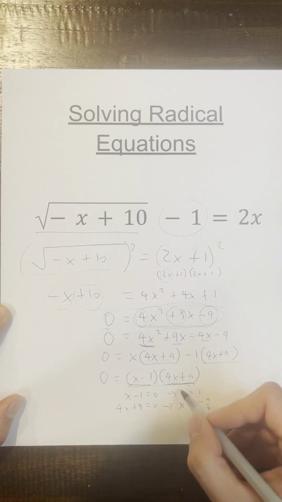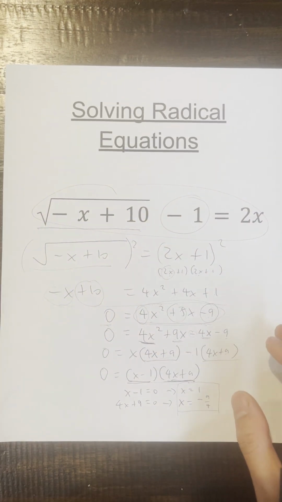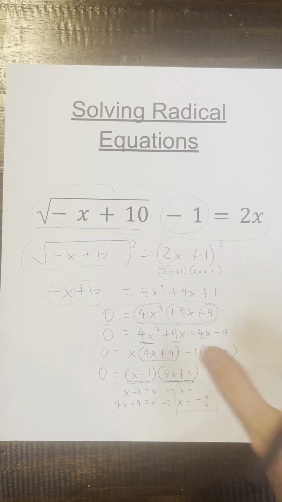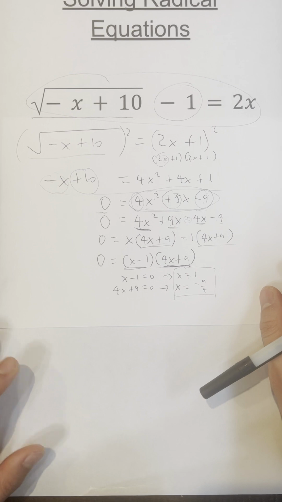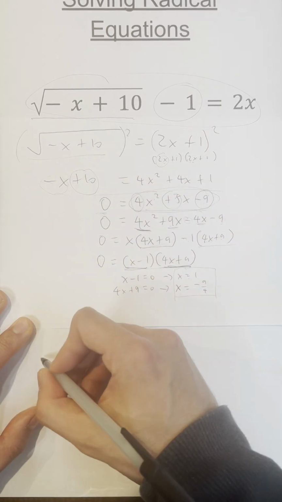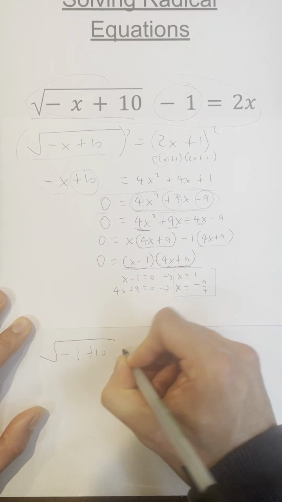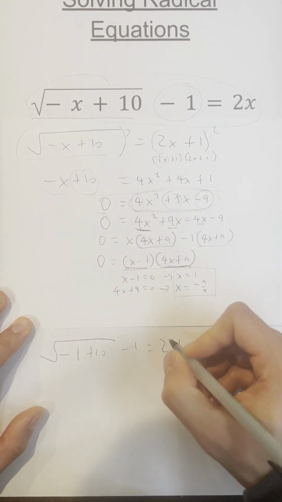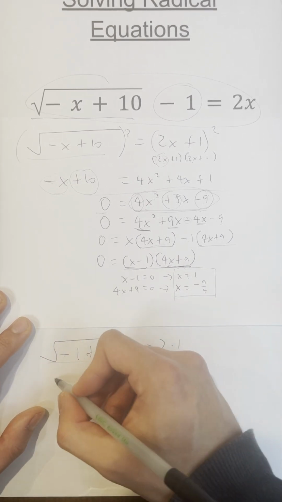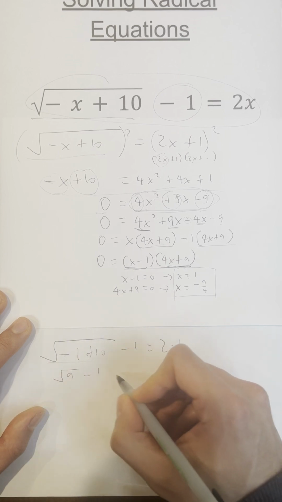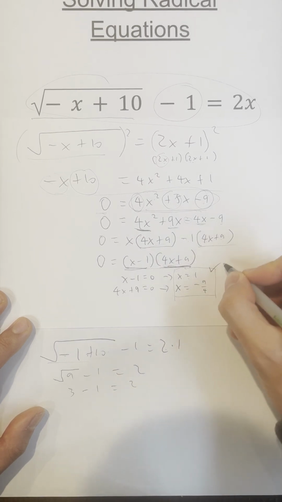Okay, so are these our two answers? Well, we have to go back and check. So I'm going to plug these back into the original equation. So we're going to get square root of negative, so x changes to 1, plus 10 minus 1 is equal to 2 times 1. Is this equation true? So let's see. Negative 1 plus 10 is how much? It's going to be 9. 2 times 1, 2, square root of 9, 3. Is 3 minus 1, 2? Yes, so that means 1's good.